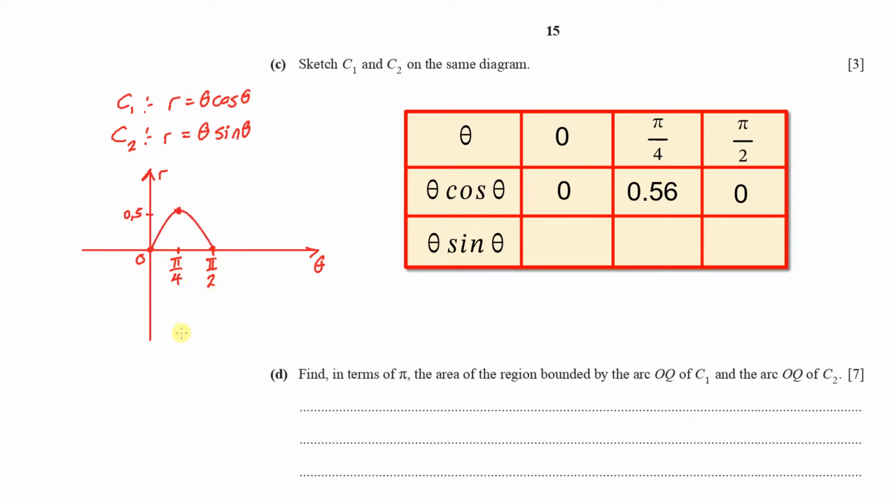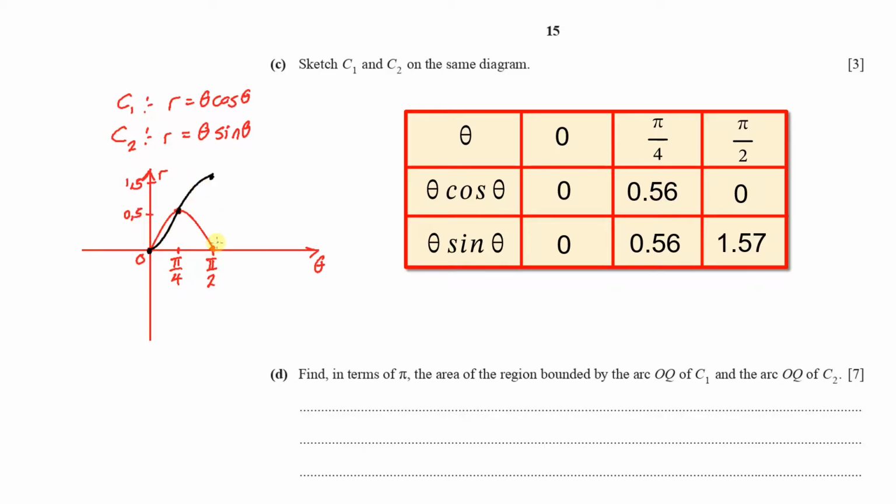And then for the graph theta sine theta, when theta is 0, then r comes out as 0. So we have a point around about here. And when theta is pi over 4, then r has a value of 0.56, the same as the one we got here. And then when theta is pi over 2, then r has a value 1.57. So if we have 1.5 around here, then 1.57 for pi over 2 will be a point just slightly above it. So the graph should come out more like this.